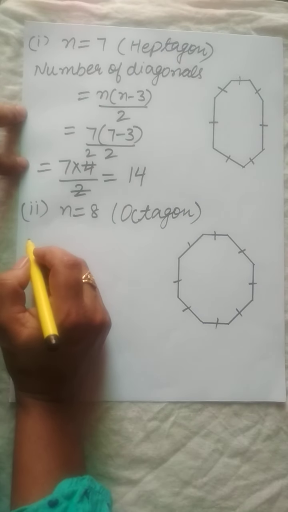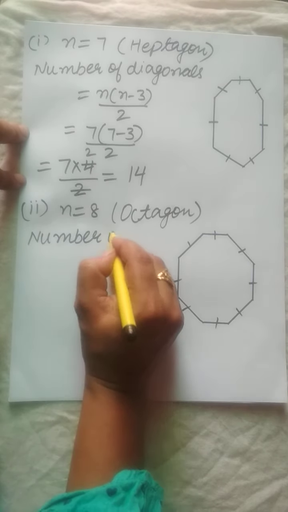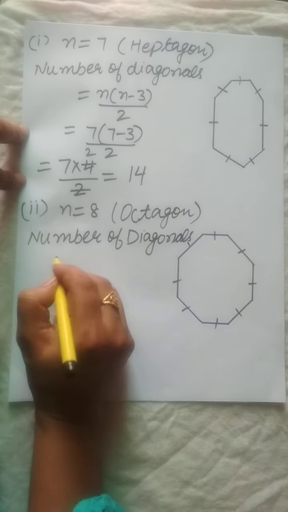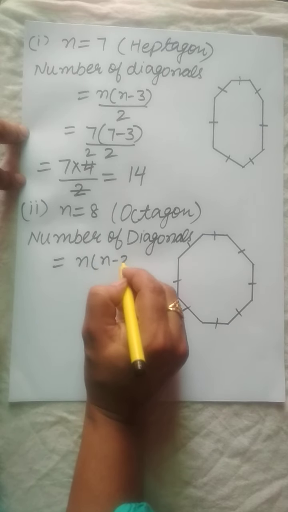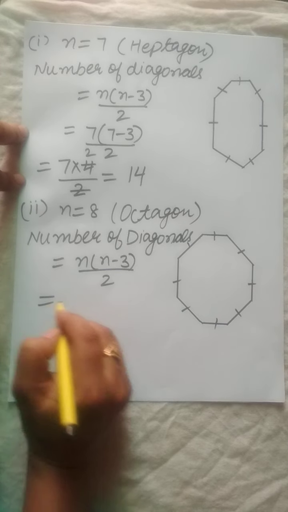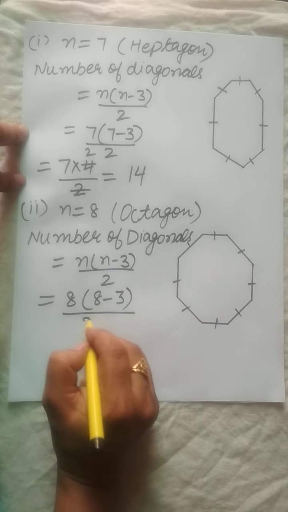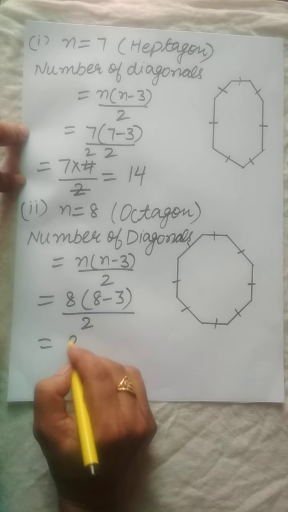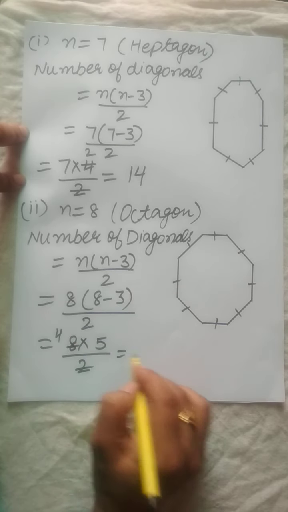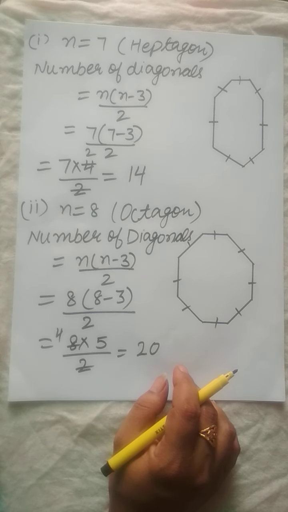So for an octagon, the number of diagonals is equal to n into n minus 3 by 2. You need to learn this formula only. And after that I'll put the value of n, that is 8. 8 into 8 minus 3 by 2. 8 multiplied by 5 divided by 2. 2 4s are 8, 4 5s are 20. So an octagon has 20 diagonals.